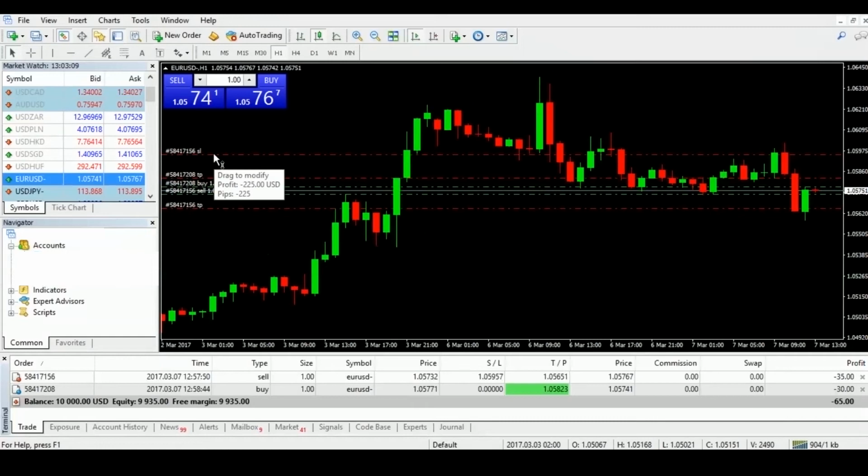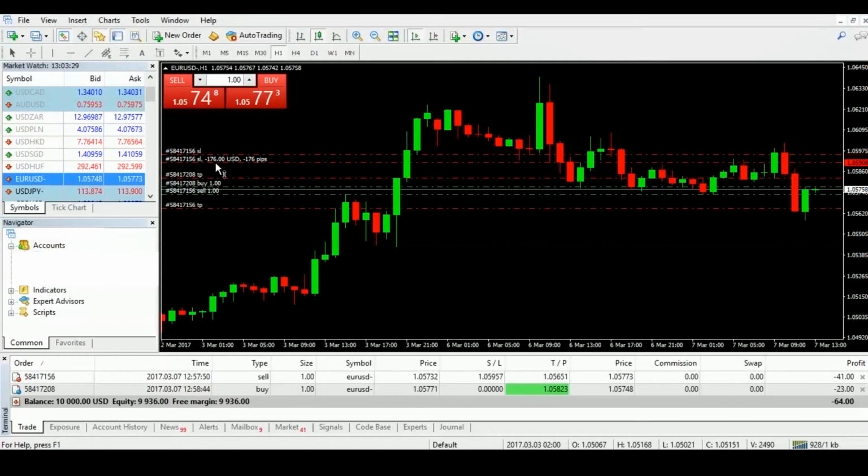But if you hover over your stop loss, you will be able to see how much of a loss you are making. So you're also moving backwards by 225 points, and your profit is $225. So you are losing $225, I mean. So as you move your stop loss up and down, can you see how it also changes the figures as it moves up and down?